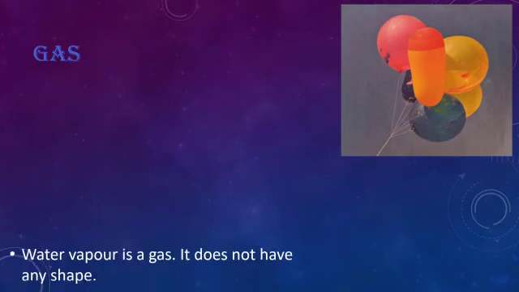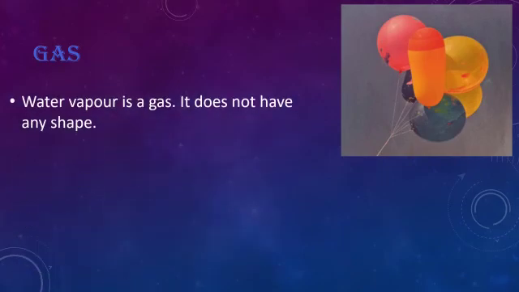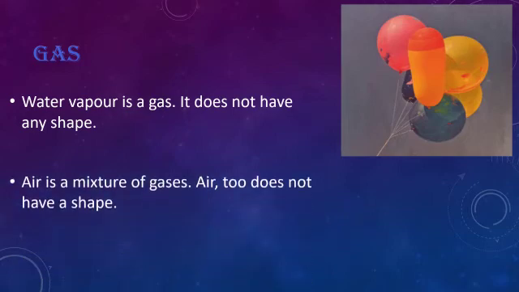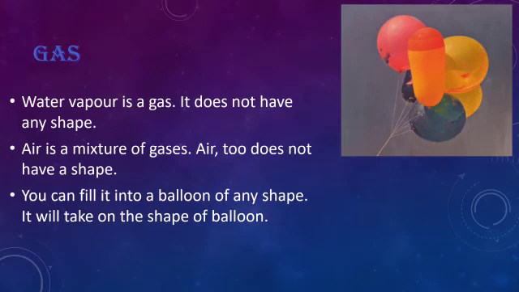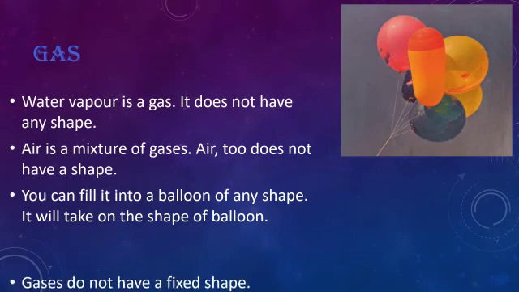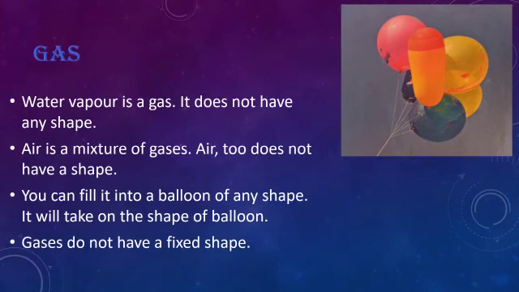Now coming to gas. Water vapor is a gas. It does not have any shape. Air is a mixture of gases. Air too does not have a shape. You can fill it into a balloon of any shape. It will take on the shape of balloon. Gases do not have a fixed shape. So children, let us discuss this. Gases do not have any shape. It fills in whatever space available to them. For example, balloons.